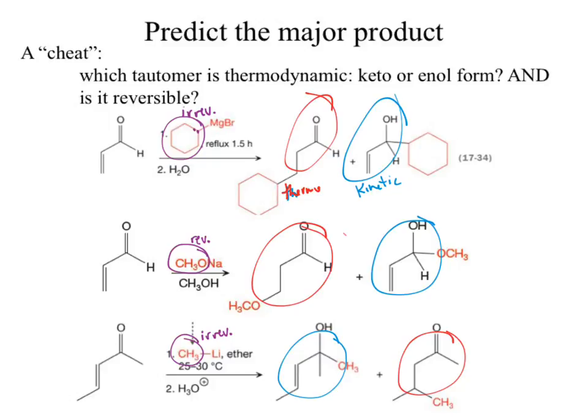What does that mean? Irreversible means kinetic is my major product. Reversible means my thermodynamic is my major product. Kinetic. Okay. Questions?